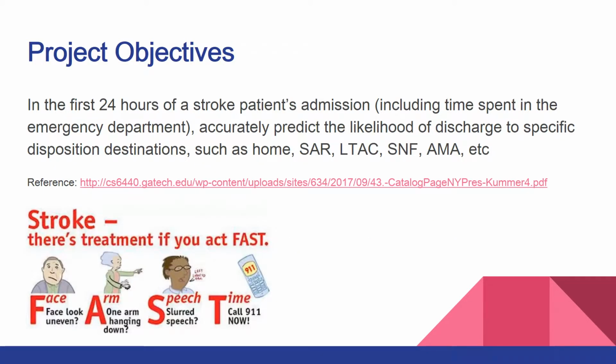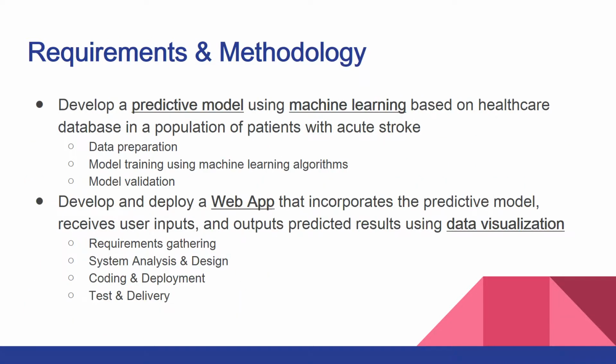First, according to the project instructions, the aim of the project is that in the first 24 hours of stroke patient's admission, accurately predict the likelihood of discharge to specific disposition destinations such as home, SNF, AMA, etc. So basically, the requirements are twofold.